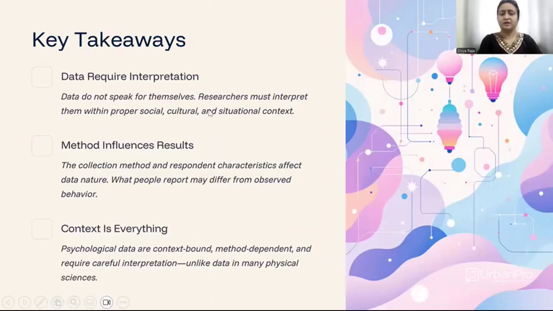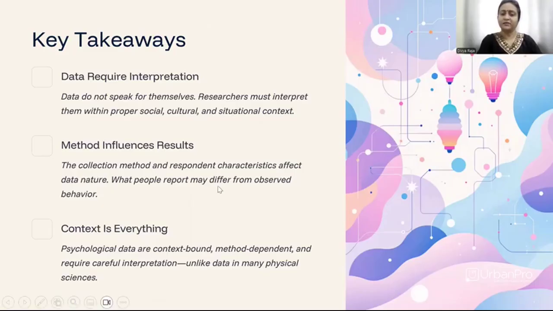So, what we understand is that psychological data needs interpretation. The numbers don't speak for themselves. We have to interpret them using the person's background, social, cultural, and situational background. The kind of data that we collect also influences the results, and so do the methods that we use. So the collection method and respondent characteristics will affect the nature of the data. Many times, what people will report to you when you ask them will be very different from how they behave when you observe them in their natural environment.